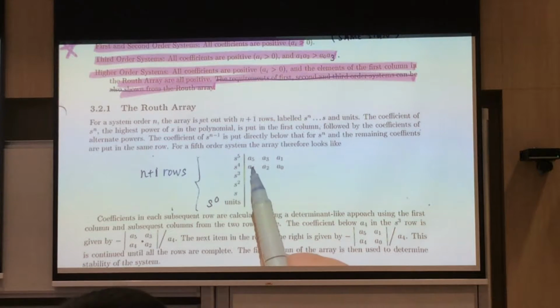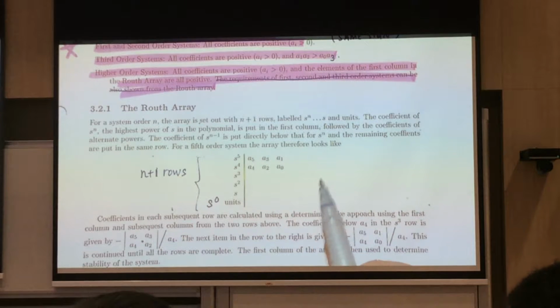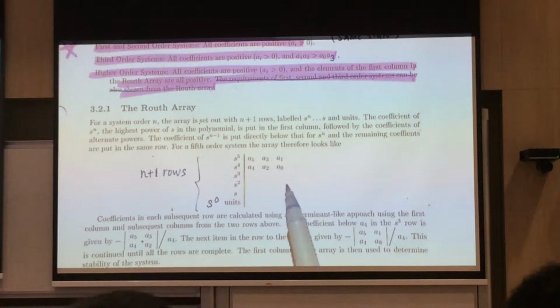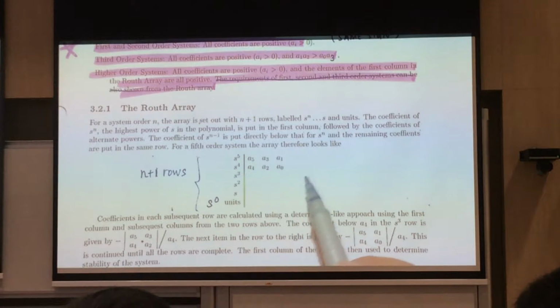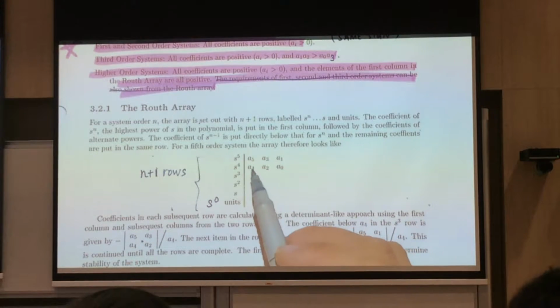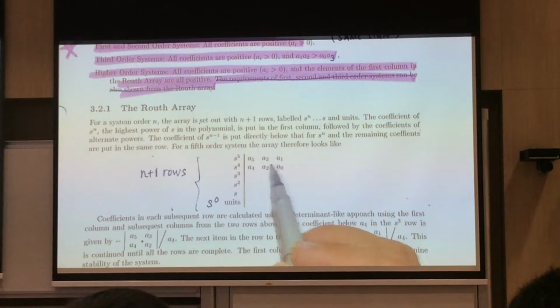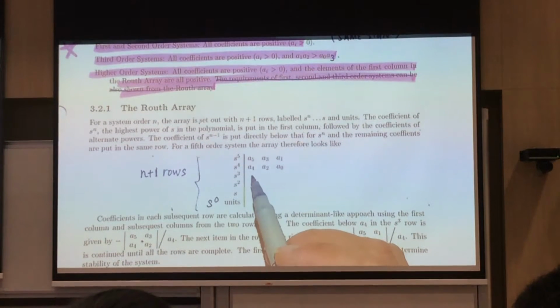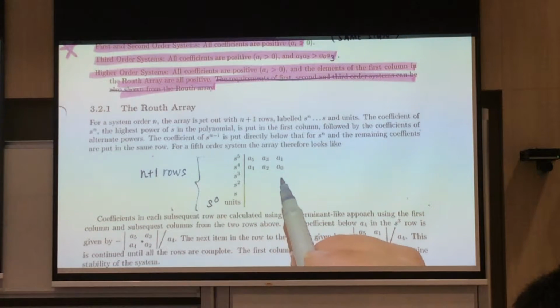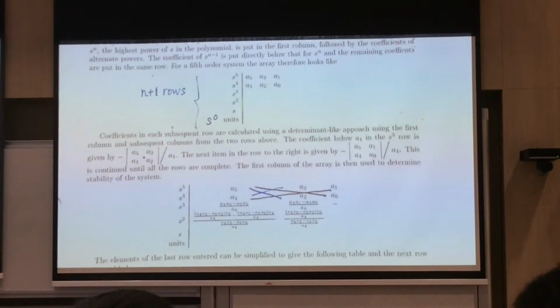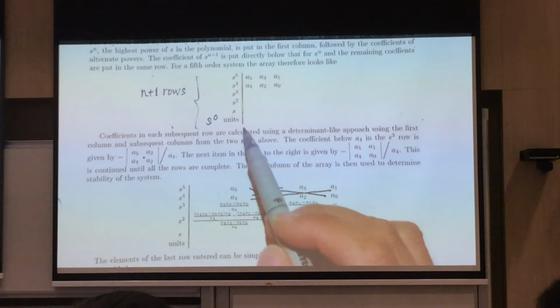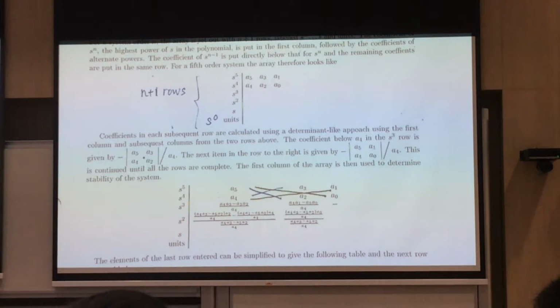Okay, and obviously, the next thing you do is you populate the first two rows. Alright? So how do you populate the first two rows? What you do is you have a5, a3, a1, then a4, a2, a0. And next, there are so many empty spaces here, right? So you have to try to fill that in.